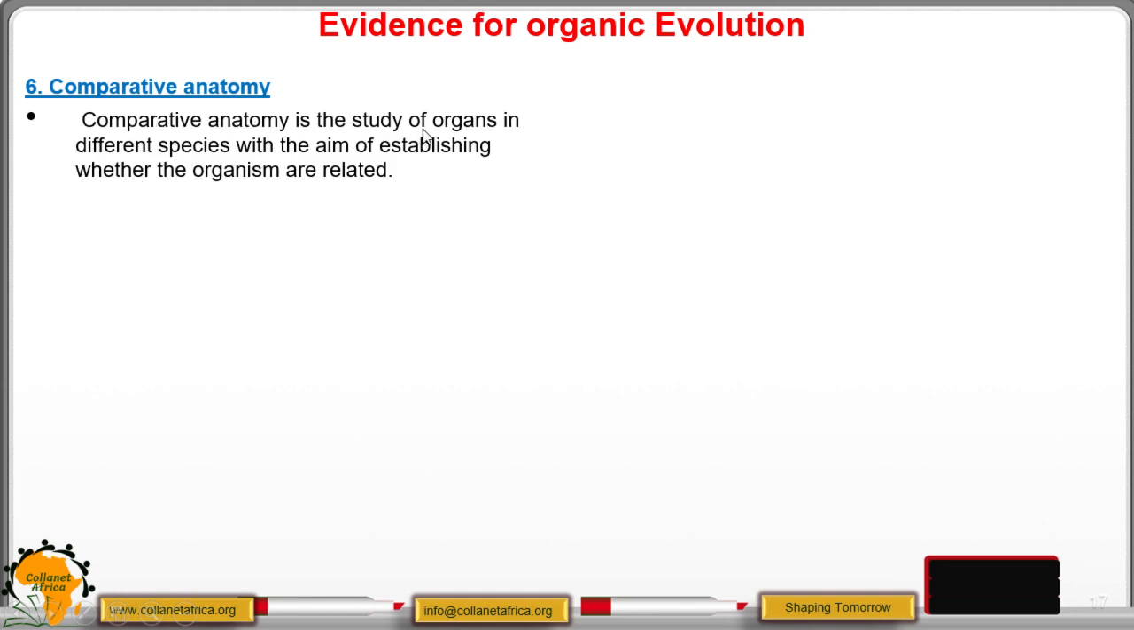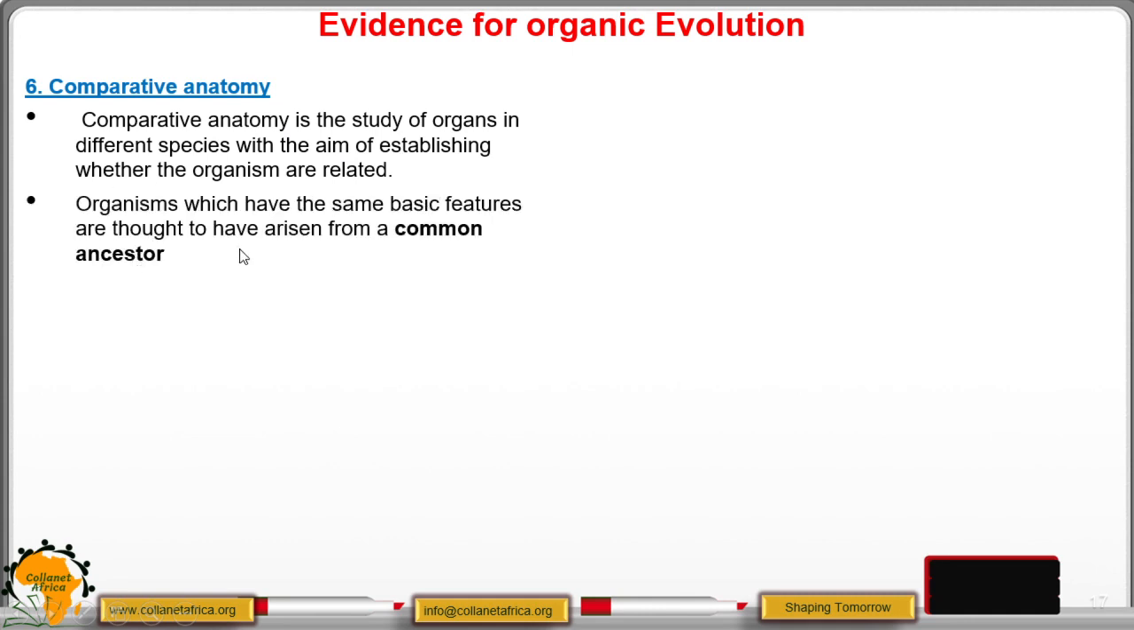Comparative anatomy is the study of organisms in different species with the aim of establishing whether the organisms are related or not. Anatomy refers to the body form, so we are comparing the bodies of different organisms with the aim of establishing whether the organisms are related or not. Organisms which have the same basic features are thought to have a common ancestor.